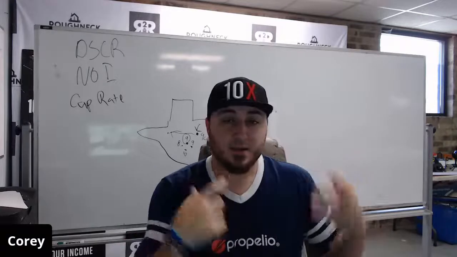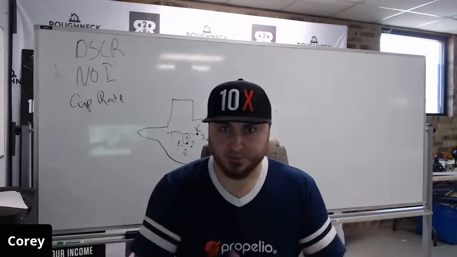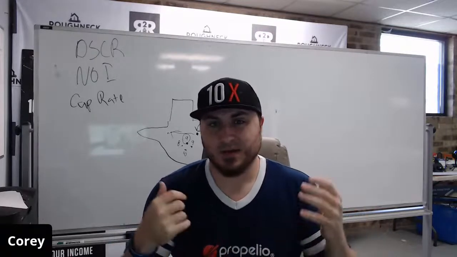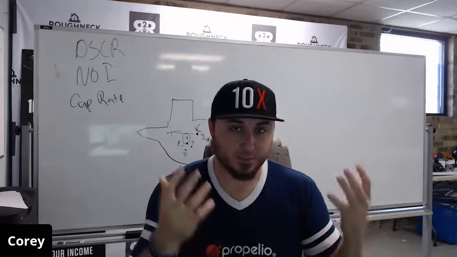Let's say a property has an NOI of 100,000. We'll just make the numbers easy. It has a net operating income of 100 grand. That's what it made over the course of a year. Net operating income, 100 grand.